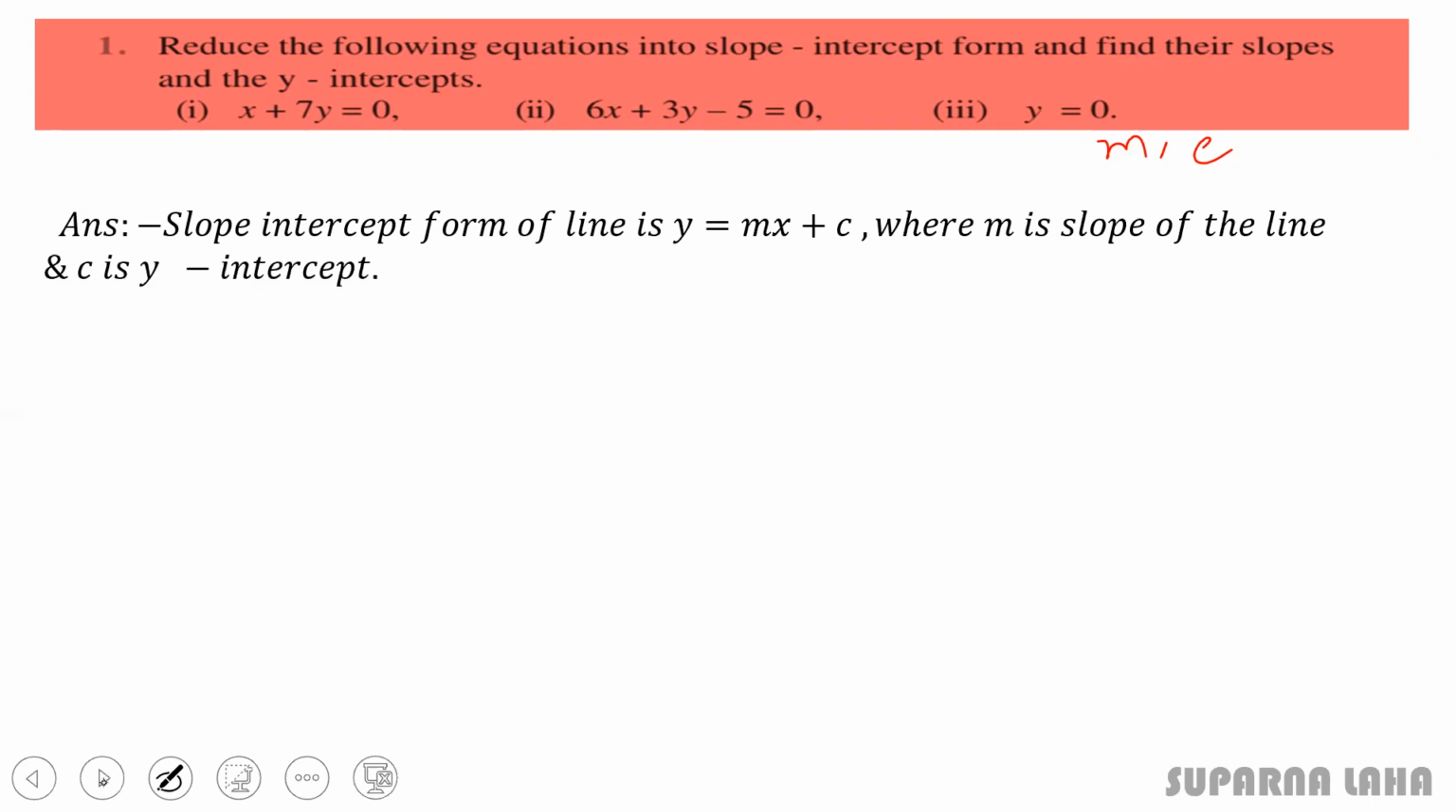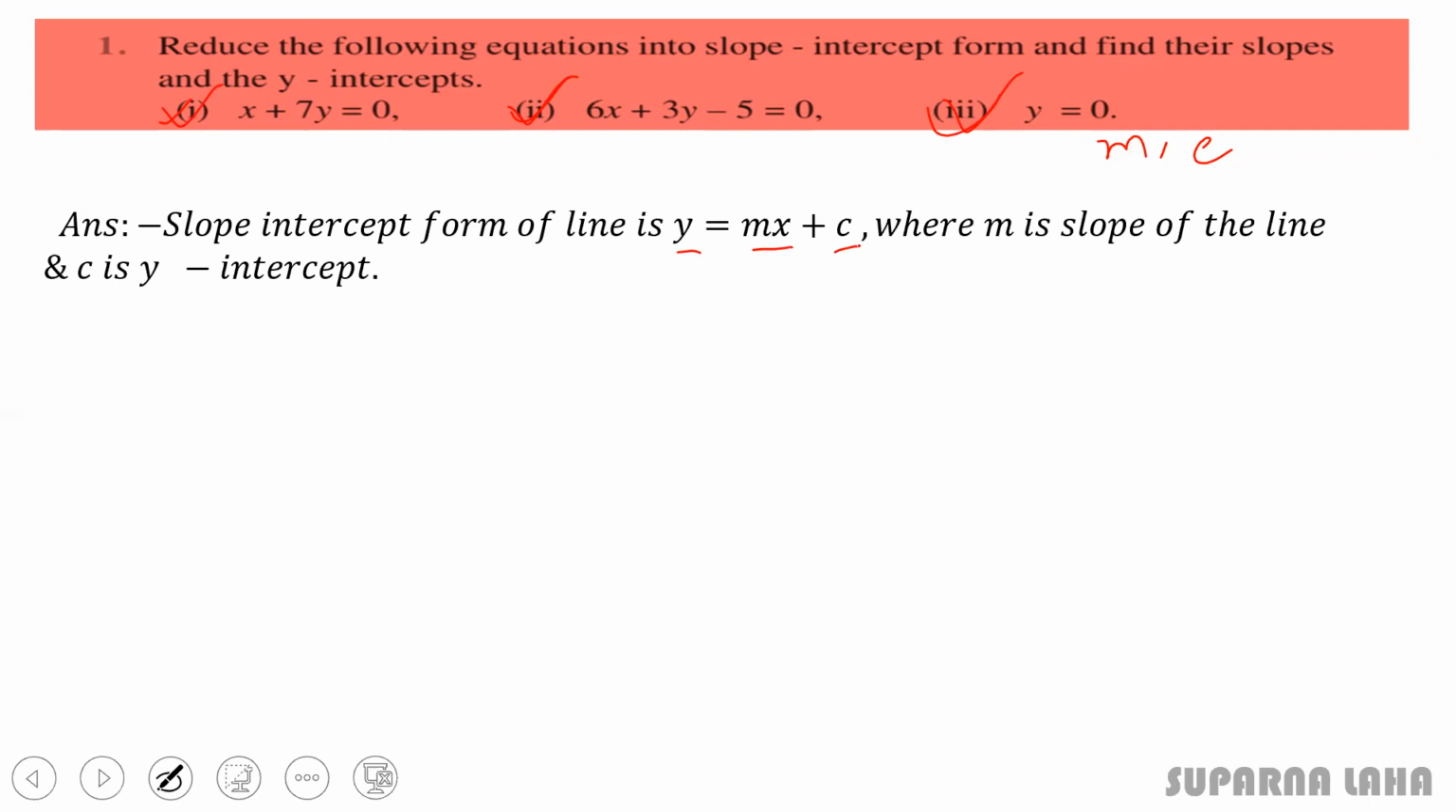So we need to convert these equations. These three equations are given. We need to convert them into this form: y equals mx plus c. That is, y equals some constant times x plus some constant term.